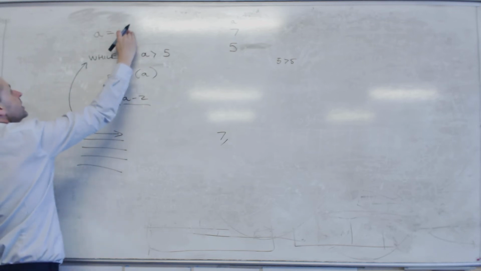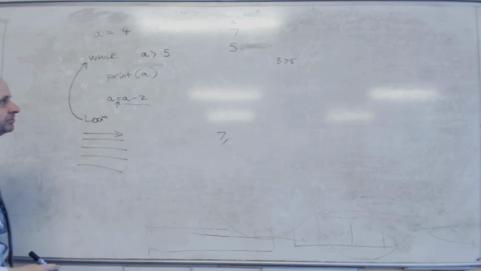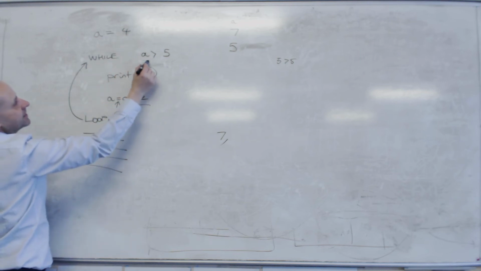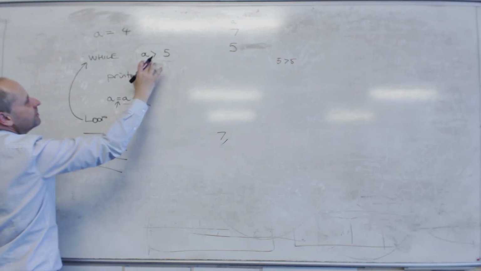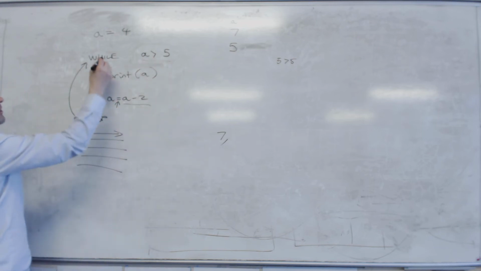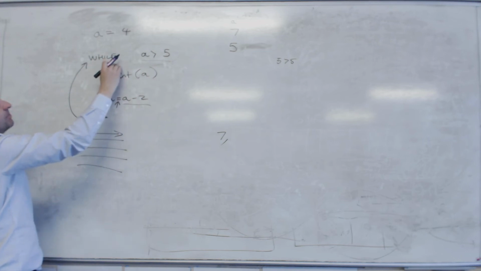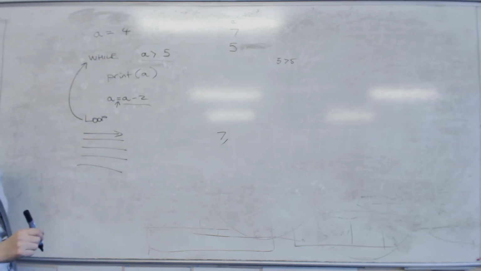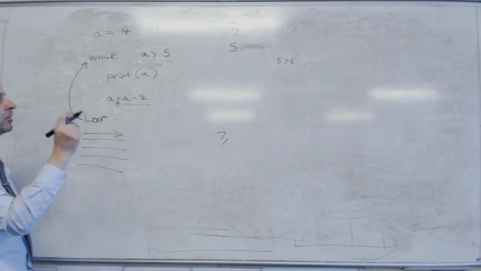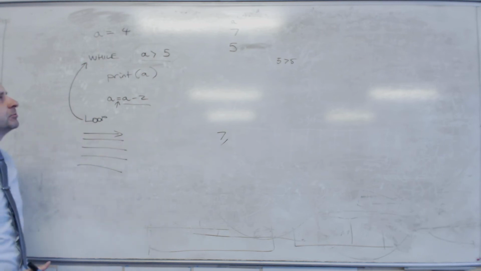If I'd have changed this to 4, and this is the essence of how while loops work, as soon as we hit this line, we say 4 greater than 5. No, that's not true. So if we set this up in a certain way, we can actually make this not execute at all. So a while loop is a 0 or many times loop structure.